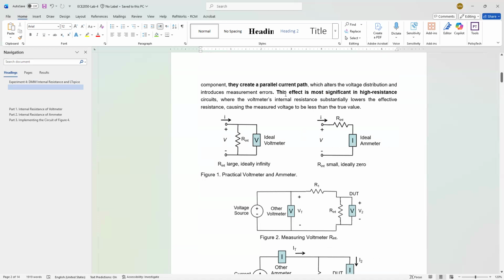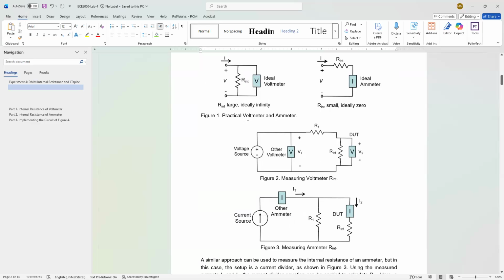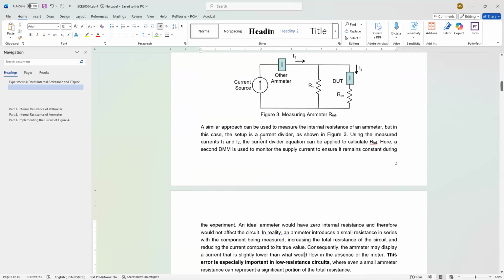Maybe it's important to know that this effect is most significant in high resistance circuits. When I use a voltmeter to measure a voltage, this R internal must be much higher than the resistors of the circuit, or the resistor I'm measuring the voltage across. This is to get accurate results. If this is not the case, you are not going to get accurate results. So this is something very important to understand, because it is part of understanding how to use measurement meters.